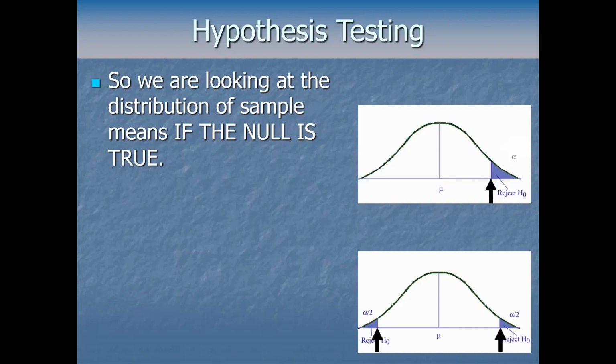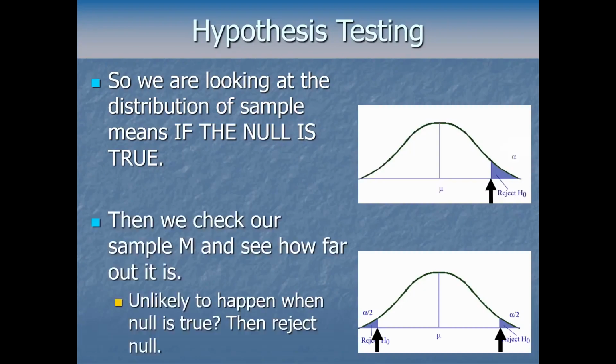So this whole graph assumes the null hypothesis is true. If it's true, we would see these values as the kind of sample means that we'd get for just all the possible samples we might take of that sample size. Then we check our sample mean, the actual sample we did, and see how far out it is. If we get a sample that looks really unlikely under this graph, we'd say, oh, we'll reject the graph. We'll reject the null hypothesis.